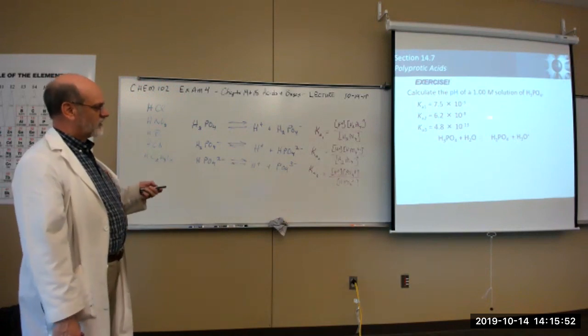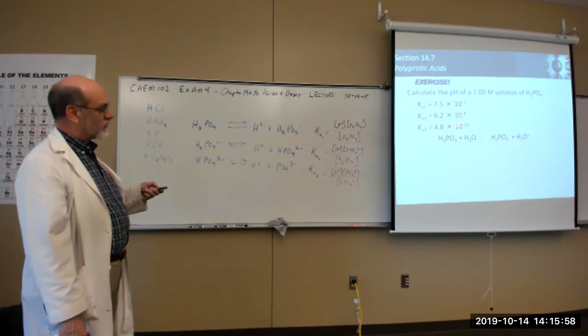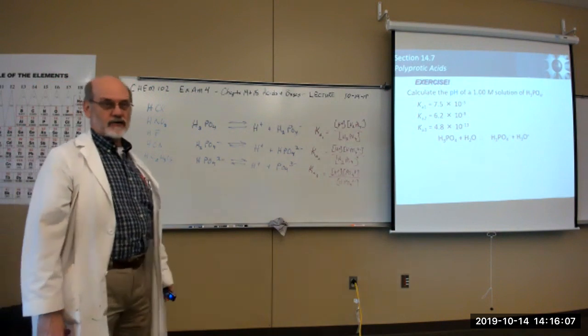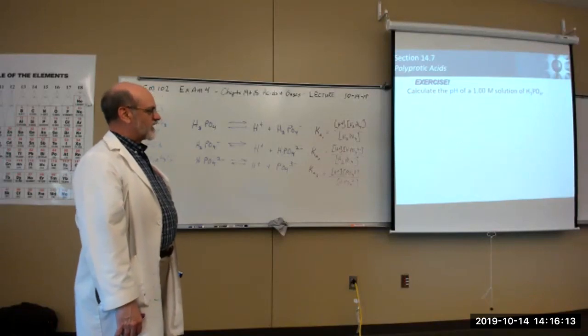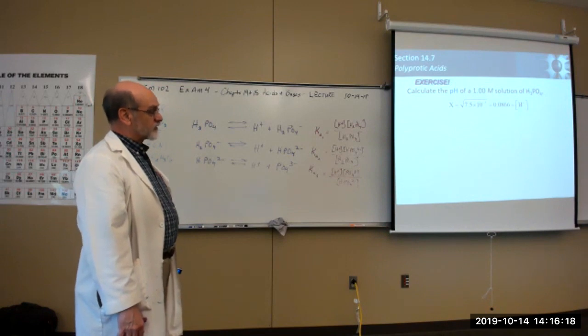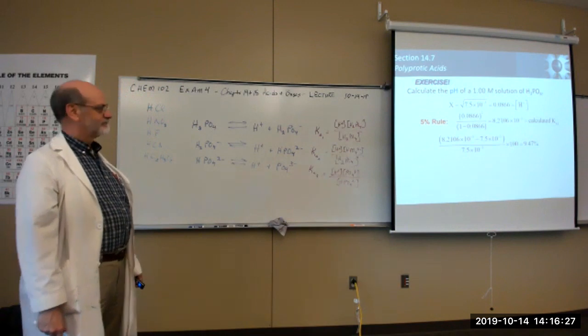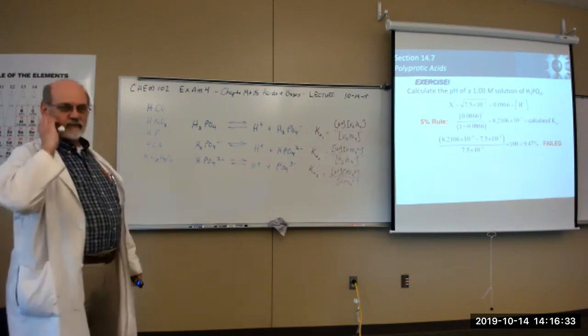And there they are. See, this one is 5 orders of magnitude smaller, and this one is 5 orders of magnitude smaller than that one. So that proves our point. The first one is the one that matters for pH. So we calculate the pH, and we find X for a 1 molar solution is 0.0866. We run the 5% rule, and we find we can't make that assumption. We tried the 5% rule and it failed. So what do we do? Well, you have 2 choices.